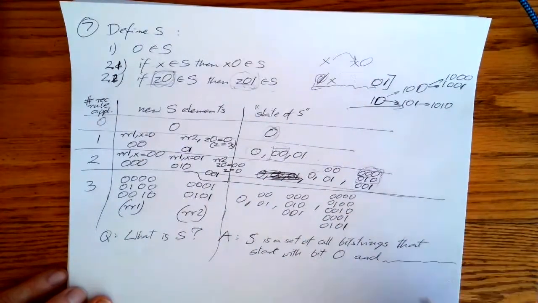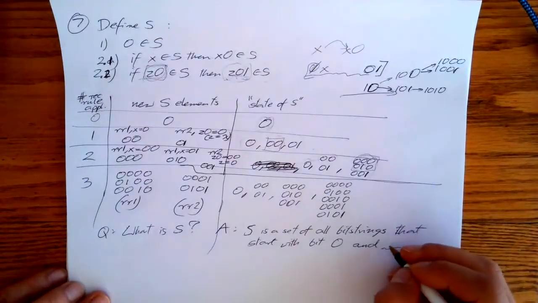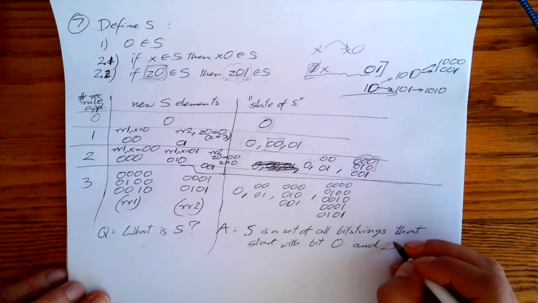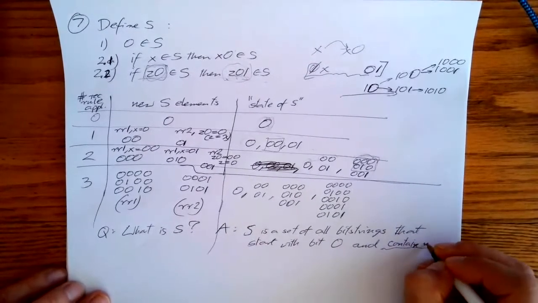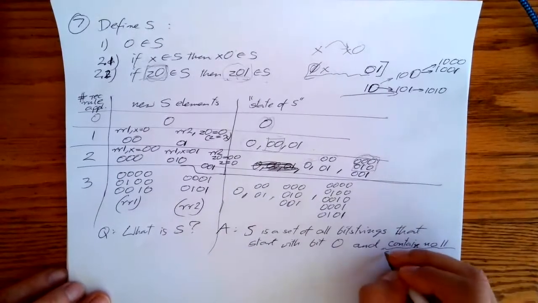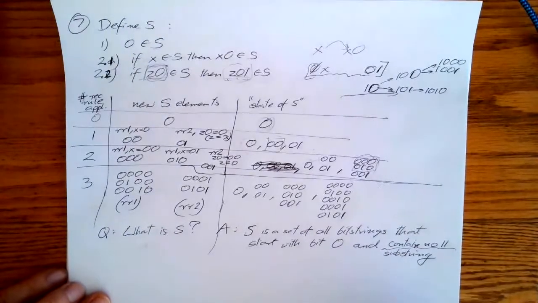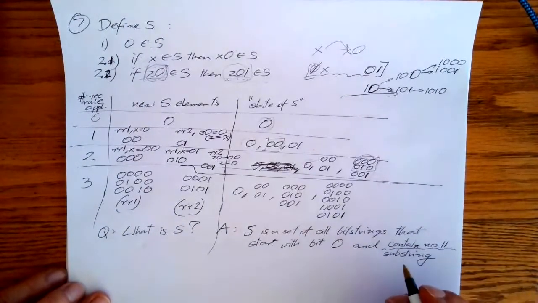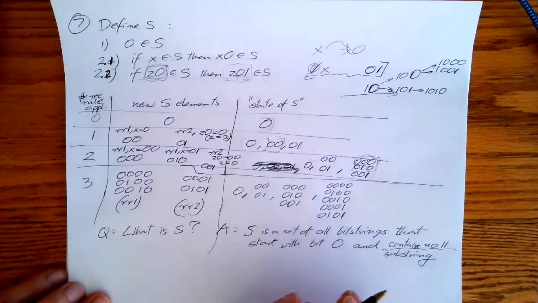So what is this constraint? Yes, exactly. And so they start with a 0 and contain no 1, 1 substring, right? So they cannot have a run of 1s. Yes, okay, they contain no substring 1, 1.